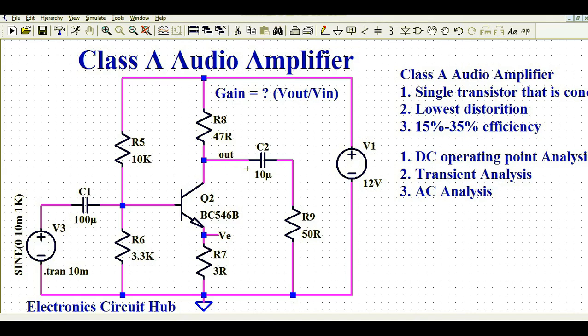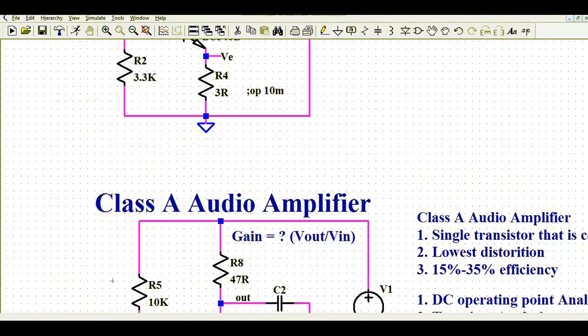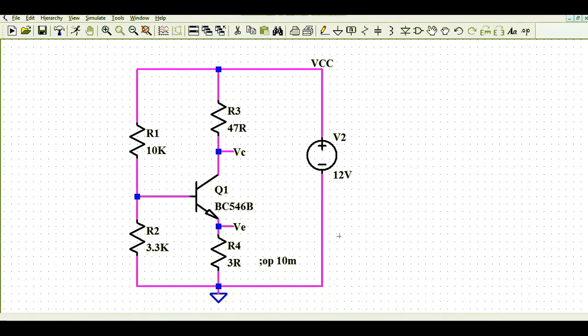So now let us understand these three things today. How will you define the DC operating point for Class A amplifier? How will you do the DC operating point analysis? Then how will you do the transient analysis, and how will you do the AC analysis? And during these analyses, how your circuit behaves. Okay, so guys, let's go for DC analysis.